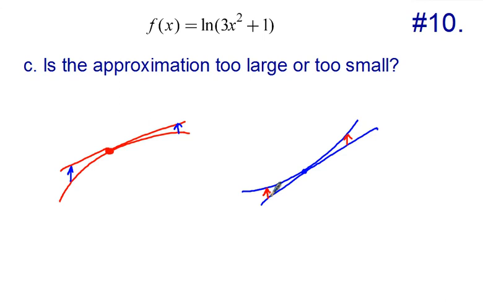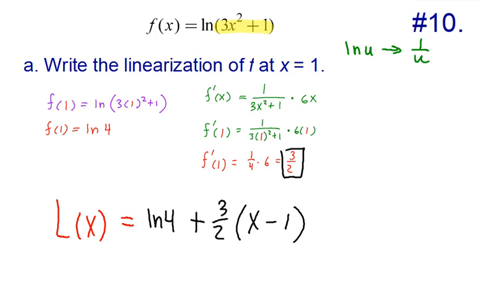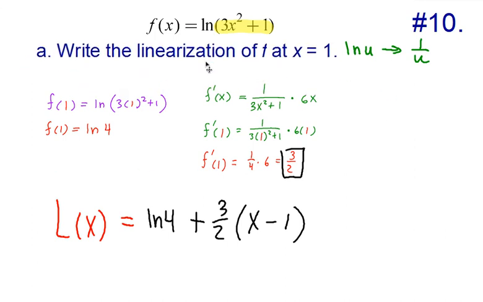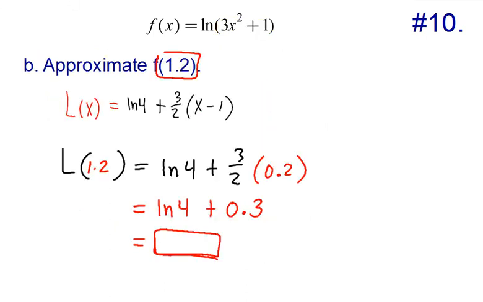Okay, and what is it about these curves that makes them different? Well, this curve is concave down, and this curve is concave up. So by analyzing the concavity of the curve, we can determine whether the linearization is too big or too small. So for that purpose, let's calculate the second derivative of this curve. And if you don't mind, I'm just going to utilize my previous work in which I calculated the first derivative.